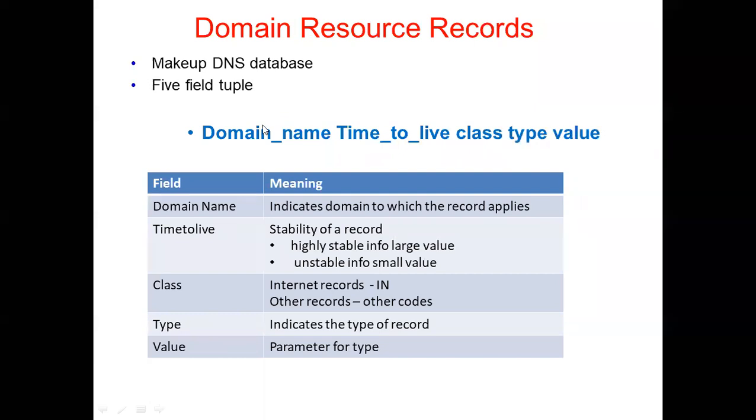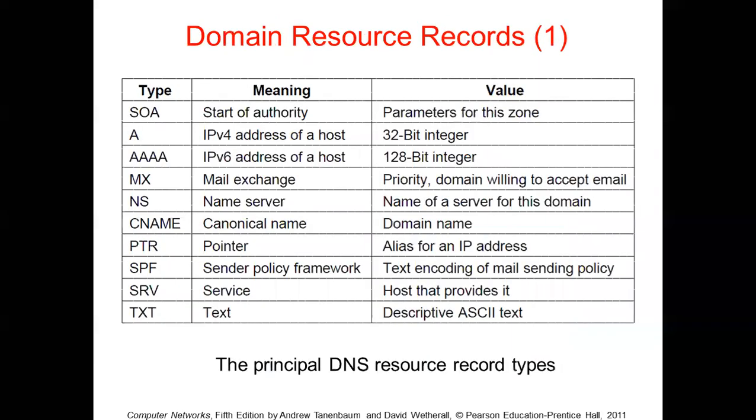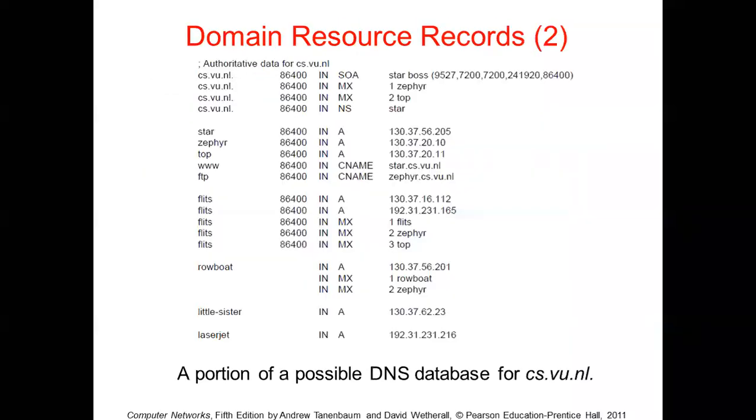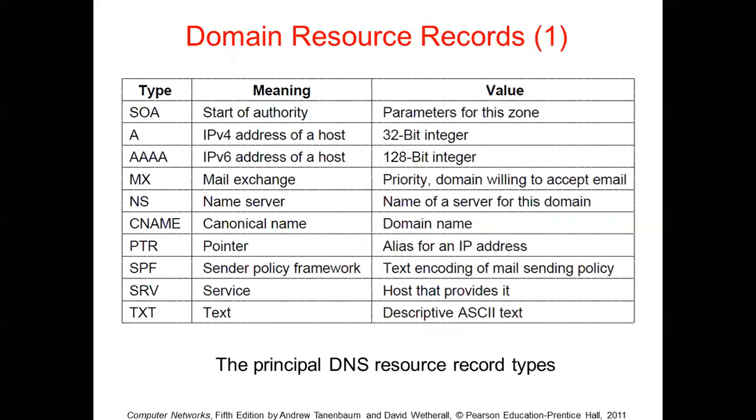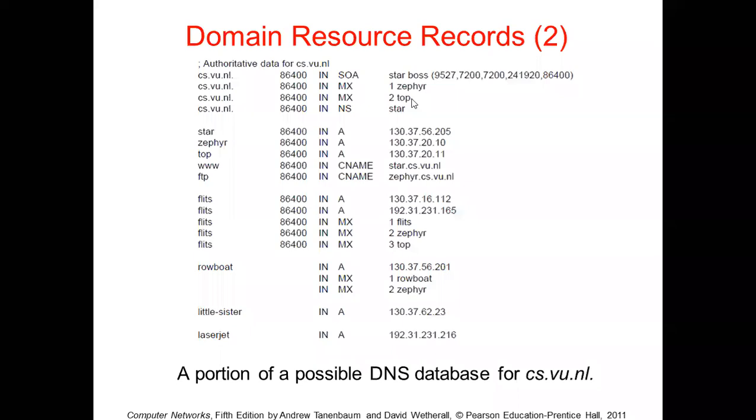The same thing I have explained with the help of one example. What is the domain name we took? We took the example of star, so the domain name is star. Then the time to live is 86,400. The record is internet record, IN, and A stands for IP address, as you can see in the previous slide. The IP address of that machine is 130.37 and so on. So when a query is sent from a machine, the resolver sends that query, and what we get in return is a domain resource record.